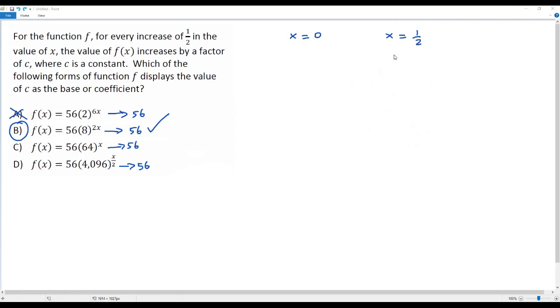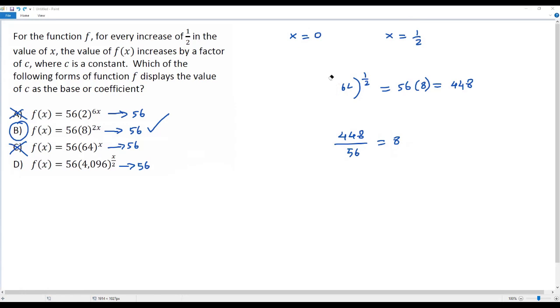For that, we plug in 1/2 for x into the function f(x) in answer choice C. Then we get 56 times 64 to the power of 1/2. When I evaluate 64 to the power of 1/2, I am getting 8. Then we get 448. Now let's get the factor by which f(x) increases. We divide 448 by 56 and get 8. Here f(x) increases by a factor of 8, but we don't find this 8 either as a base or coefficient. So answer choice C is incorrect.